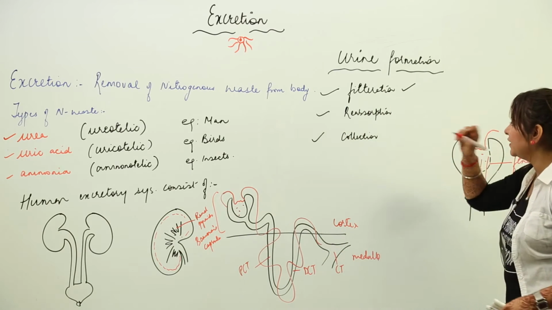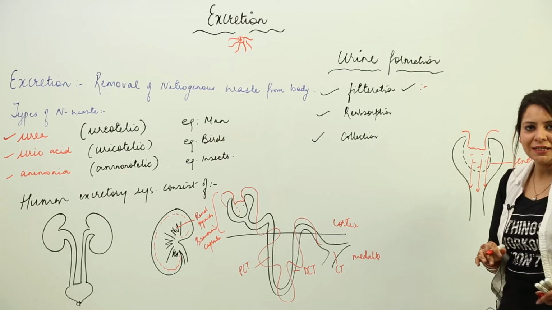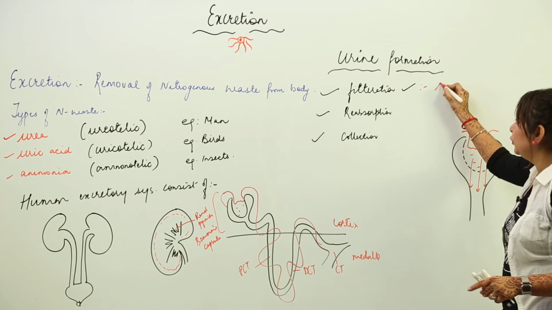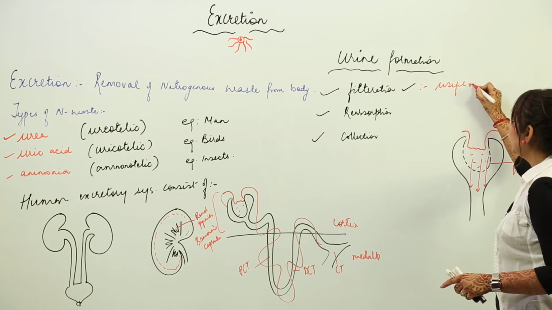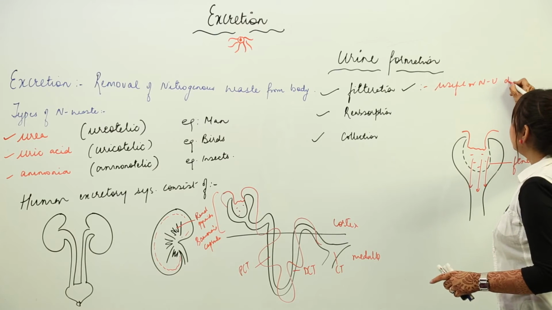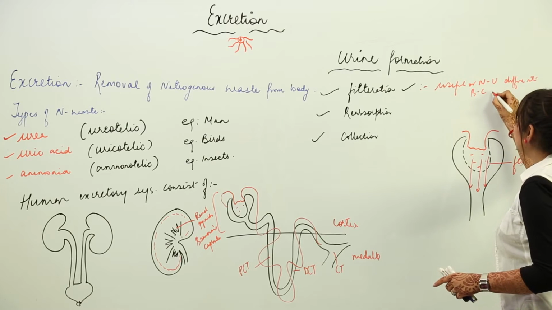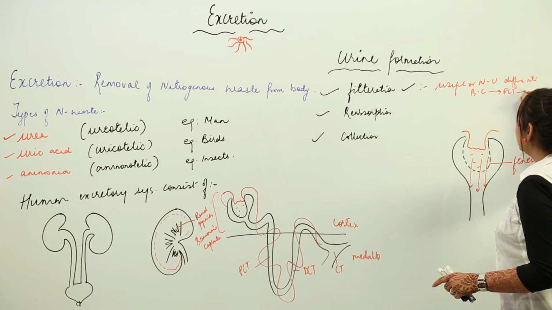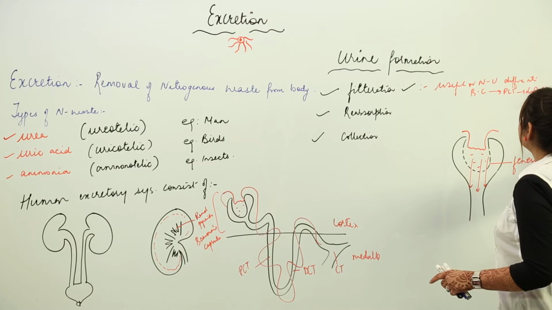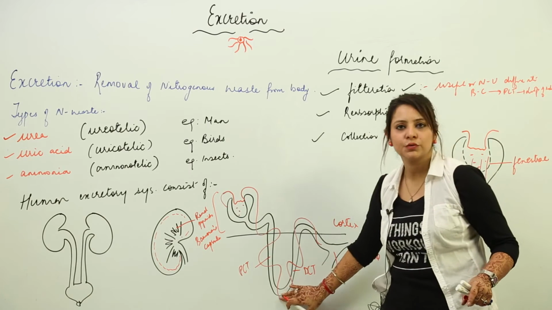So what you are going to write here in filtration: all the substances, whether useful or non-useful, just diffuse into the Bowman capsule, pass through the PCT and reach the loop of Henle. That is up to this portion.